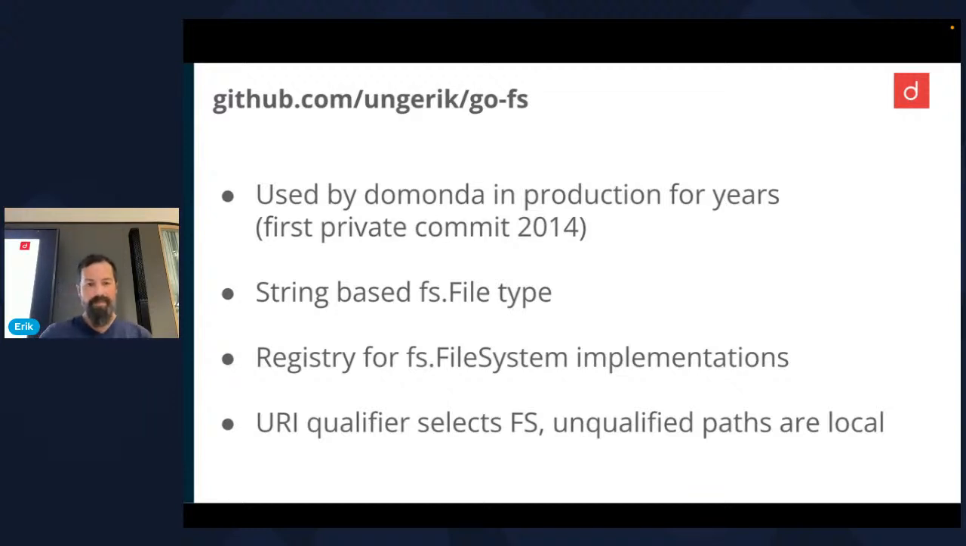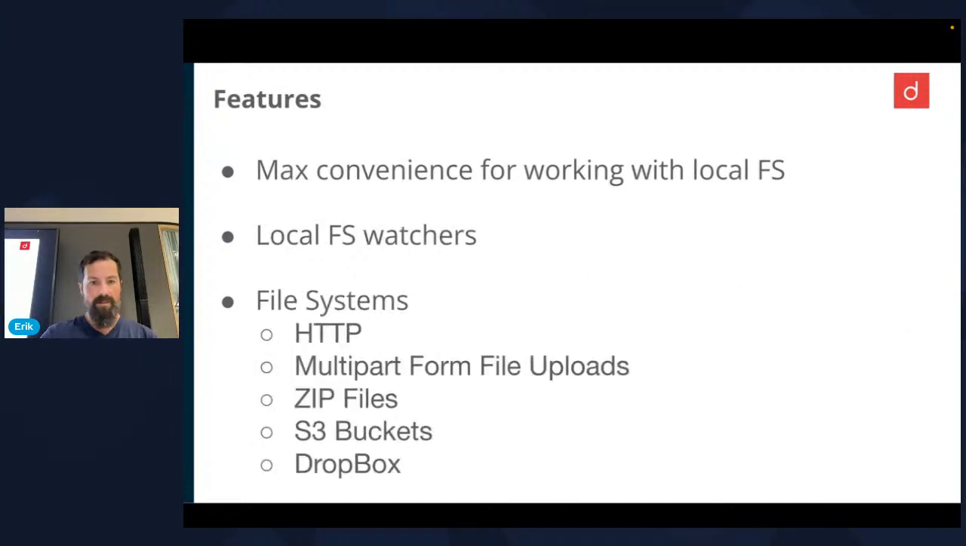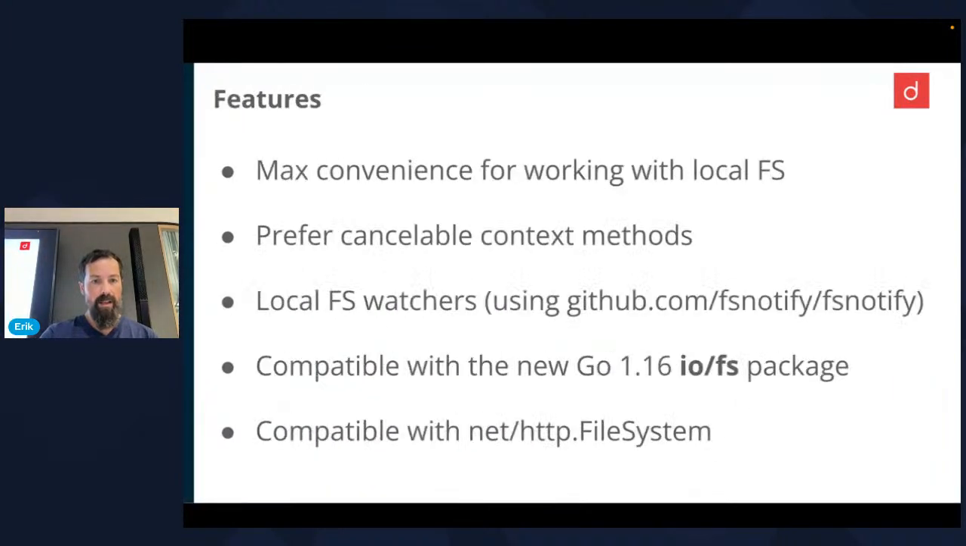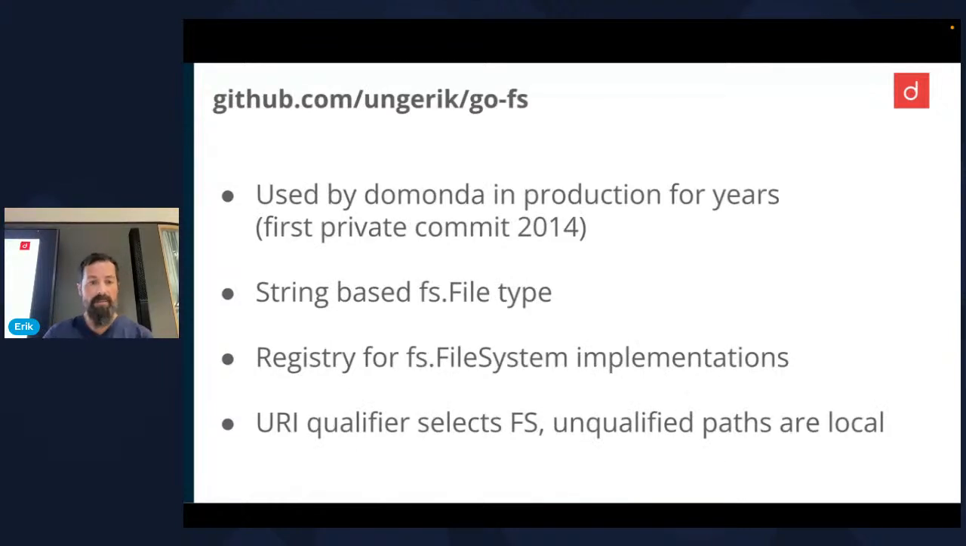Let's see if I can show that. Yeah, I'll show it later. But basically, we have this string type that is interpreted as a path, and if it doesn't have a URI qualifier, it's a local file path. And if you add HTTP or S3 :// or whatever, then it's interpreted as coming from a different file system. And then if you register an implementation for that file system, that can deliver that file.